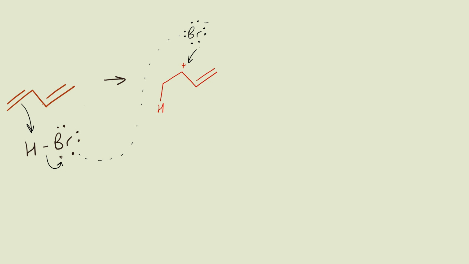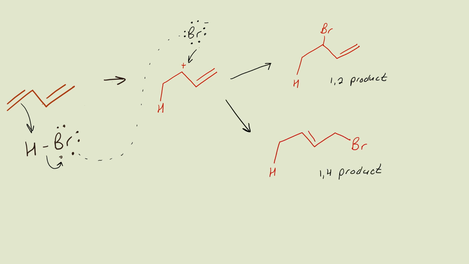Depending on the condition, it can add here, which is the easiest and fastest due to the proximity of the bromine to the carbon. This 1,2 product is the kinetic product. The bromine can also add a new bond over here, which is slower but more stable due to the alkene being disubstituted. This 1,4 product is the thermodynamic product.